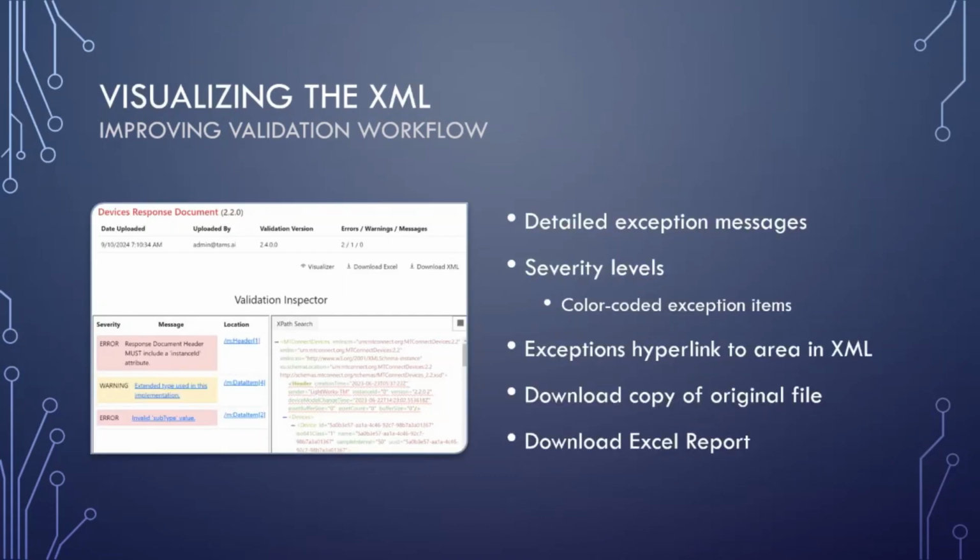The second and probably the largest improvement to date to our visualization process was introducing visualization of the XML itself. So the web application now simplifies the distinction between validation errors and warnings using color coding. You can see here on the left side, we have red equals bad, error, yellow equals warning.